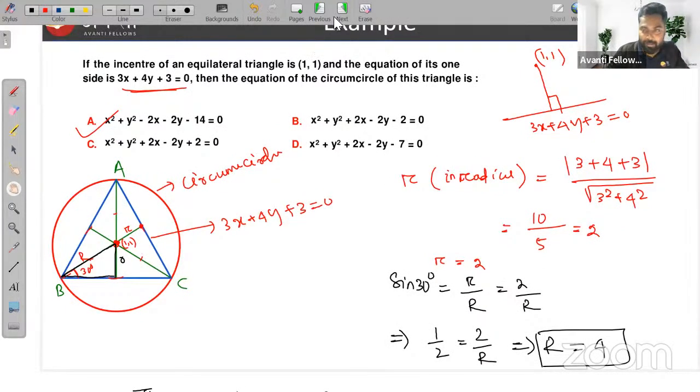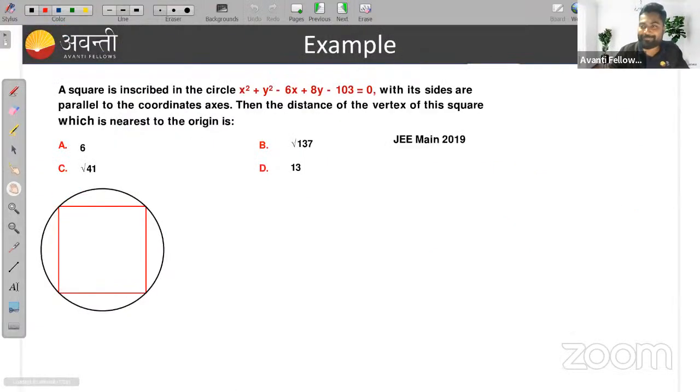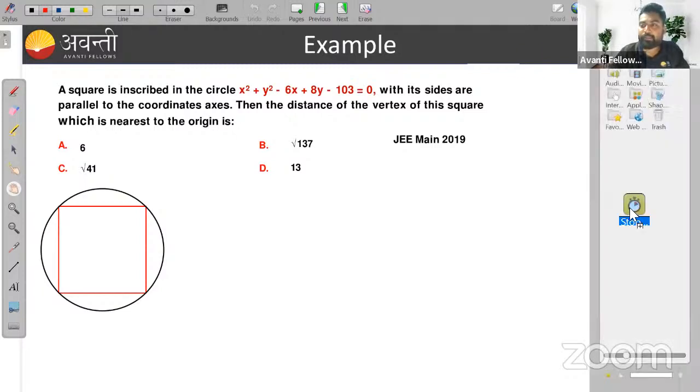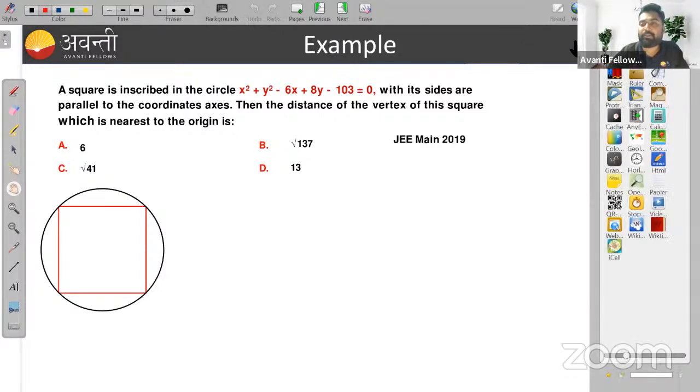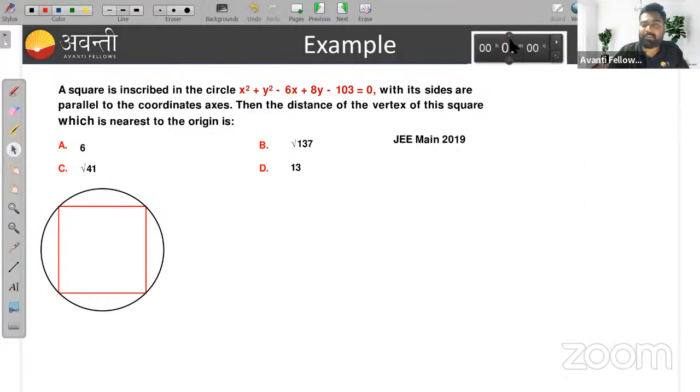Okay. Let's move to the next question. We will solve questions only in this class. So suppose this is the question and you have 1 minute for it. Your time starts now. Start solving.